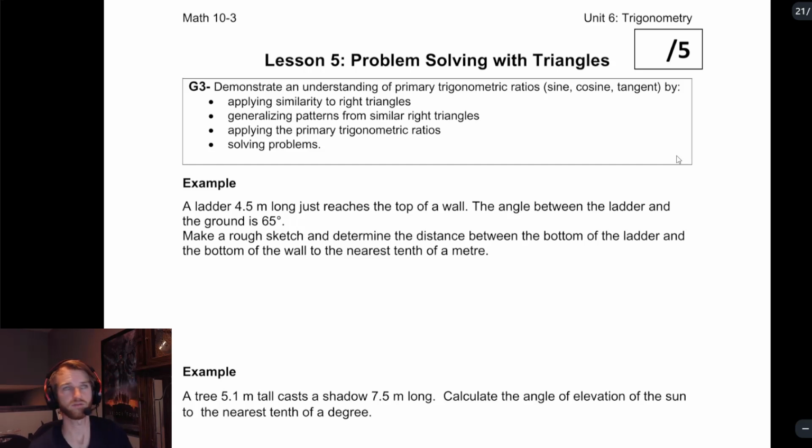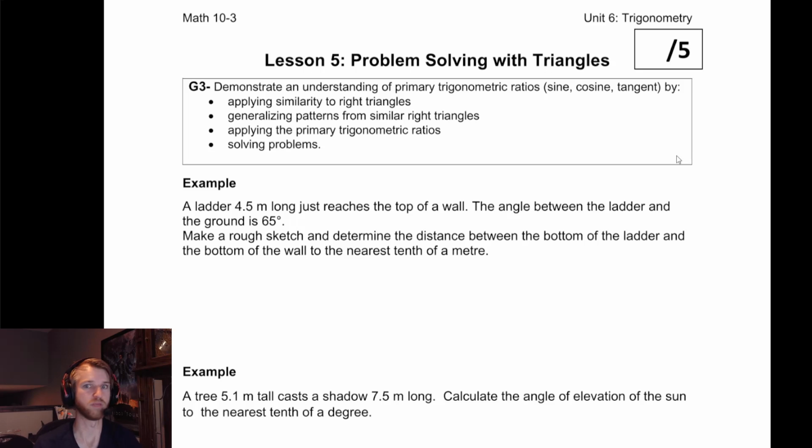All right, so this is lesson 5 in our trigonometry unit, and this lesson is not adding a whole lot of new to what we've been doing. It's more the same, but it is word problems. So we're giving real life context, and how can you use trig to figure out some of the distances and things in these real life contexts.